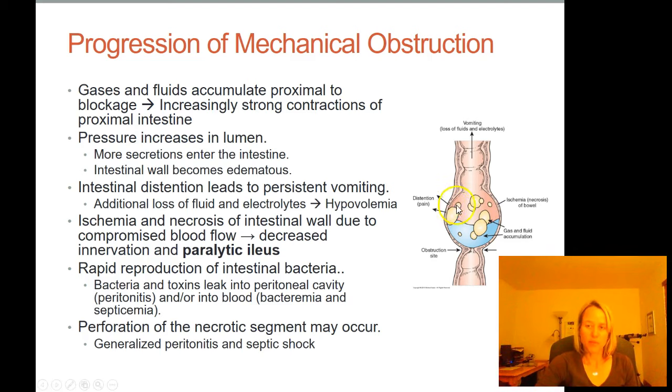We also may get complete perforation, where the bowel perforates and bacteria comes out into the abdominal cavity here, resulting in general peritonitis and septic shock.